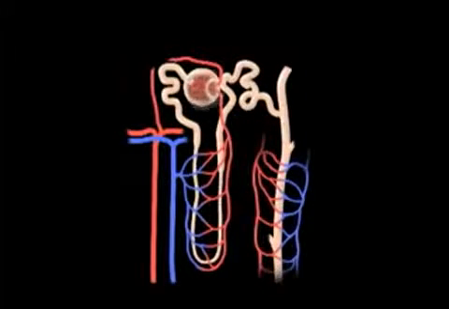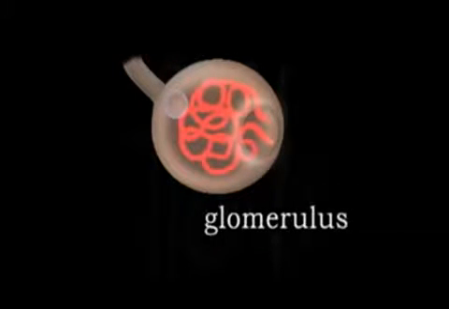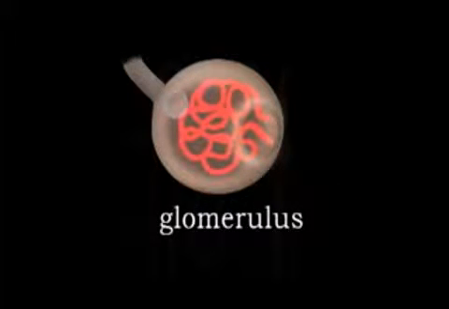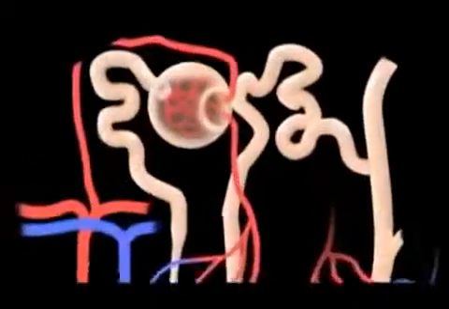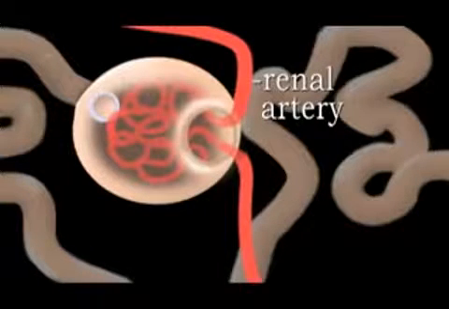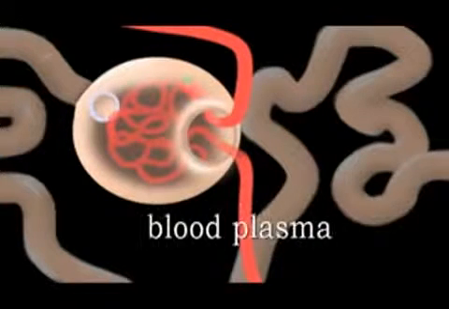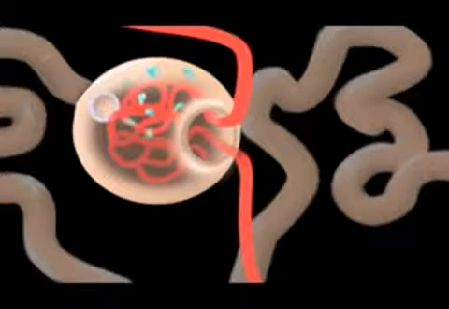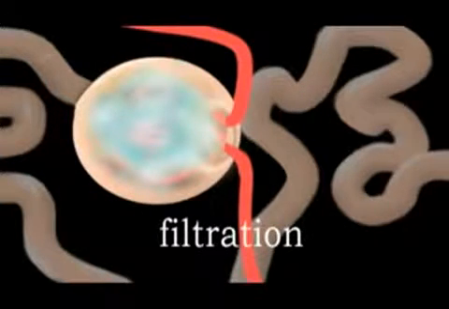A nephron consists of a bulb called Bowman's capsule, filled with a cluster of capillaries called the glomerulus, and a long twisting tube called the renal tubule. Blood flows from the renal artery into the glomerulus. Here, blood pressure forces much of the blood plasma, the fluid portion of the blood, through the cell walls and into Bowman's capsule. This is called absorption and is the first of 3 steps involved in the process of filtration, or filtering of the blood.